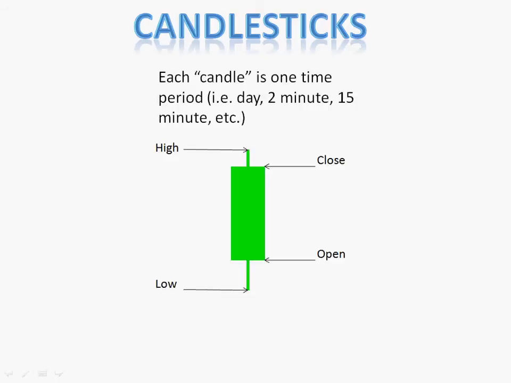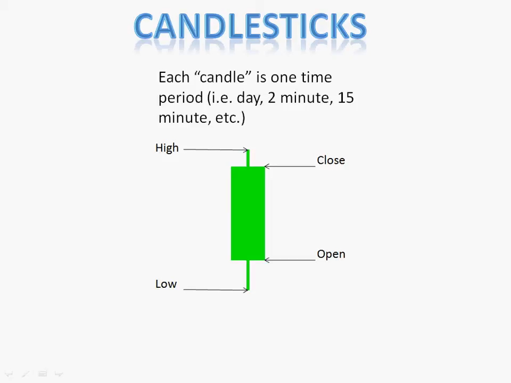Candlesticks. A lot of you will already know this stuff. We want to go over it anyways because there is a learning curve and all the graphs we look at use candlesticks. So a candlestick is a great way to view a lot of information about a stock in a small amount of space in a graph. The way it works is each candle represents one time period, i.e. a day, 2 minutes, 15 minutes, etc.